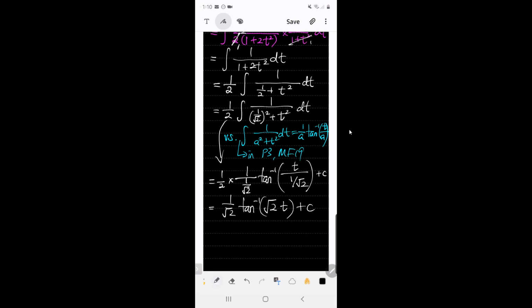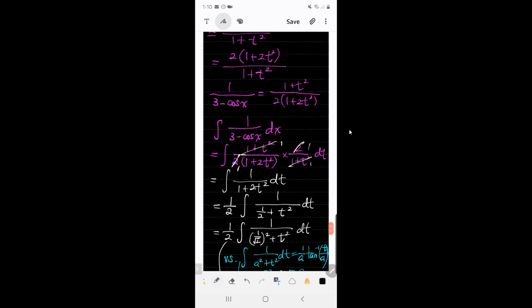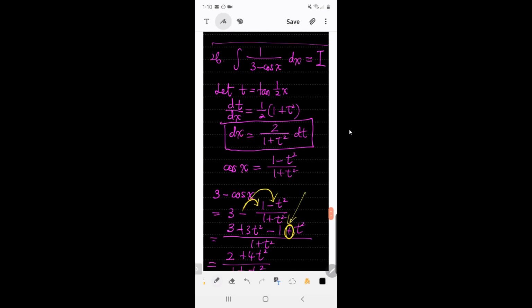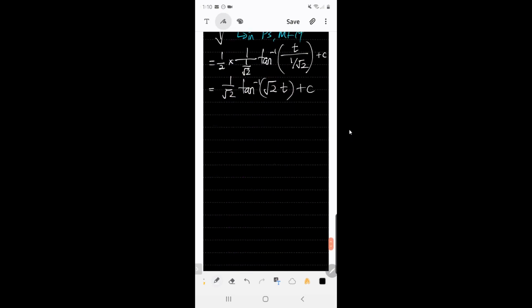However, you cannot stop here because the original integral is in terms of x. So you must give your final answer in terms of x as well. So therefore, the answer is 1 over root 2, then you have tangent inverse root 2. What is t? T is the substitution tangent half x. So you have to put this back plus c. So that is the answer for this question. 1 over root 2 tangent inverse root 2 tangent half x plus c. All right. So that is actually the end of lecture 5.